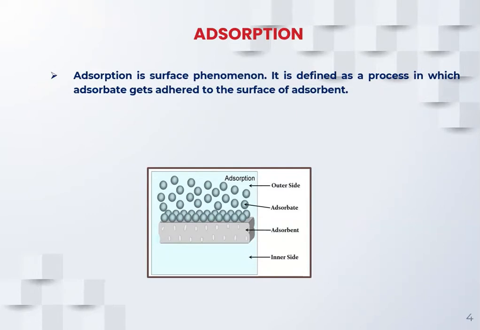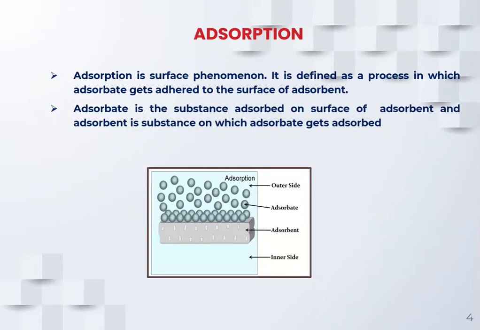Now adsorption is a surface phenomenon. It is defined as a process in which adsorbate gets adhered to the surface of adsorbent. Adsorbate is a substance adsorbed on the surface of adsorbent, and adsorbent is a substance on which adsorbate gets adsorbed.